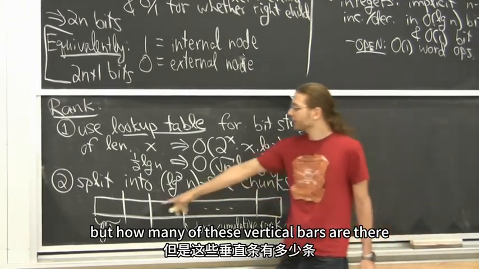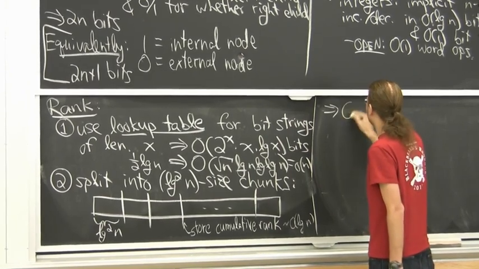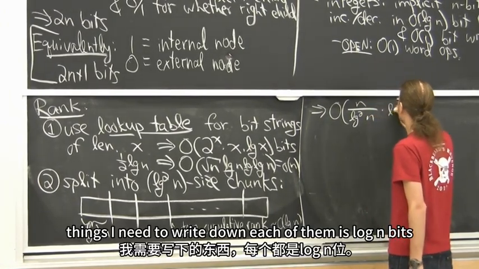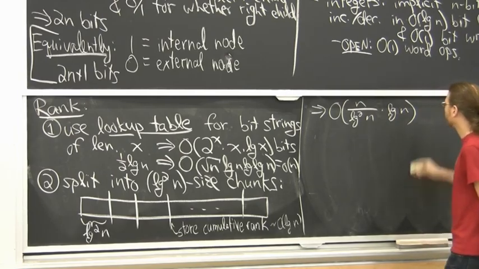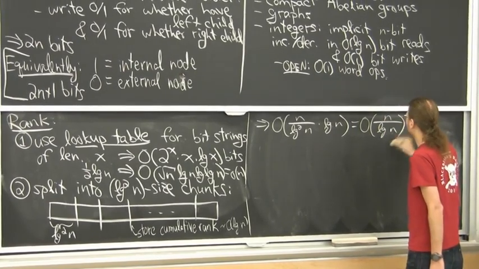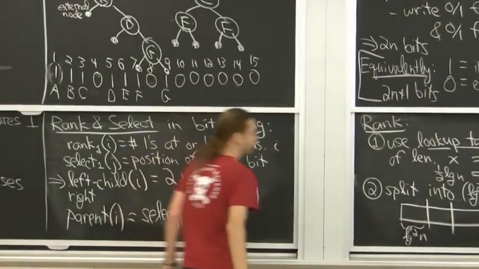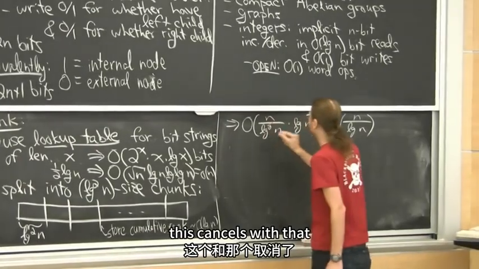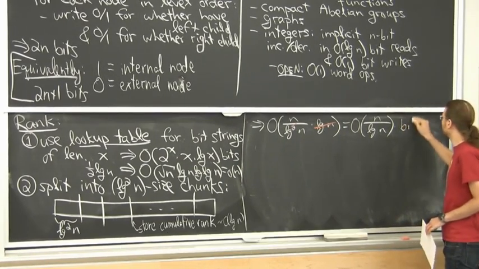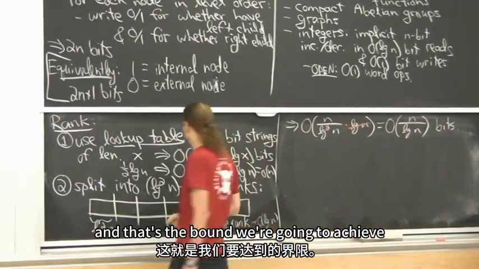But how many of these vertical bars are there? Well, only n over log squared n of them. So I have n over log squared n things I need to write down. Each of them is log n bits. So there's some cancellation. This cancels with that. We have n over log n bits overall, which is slightly little o of n, and that's the bound we're going to achieve.